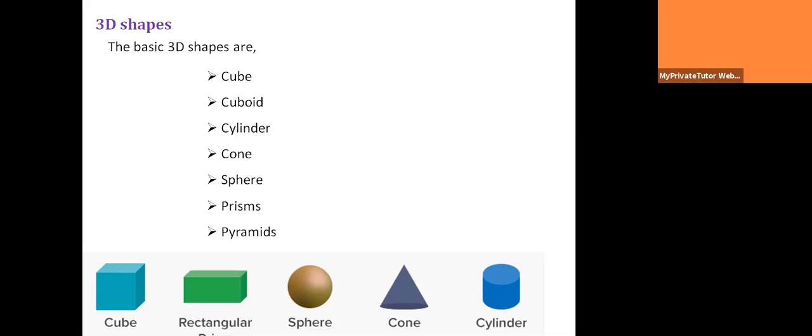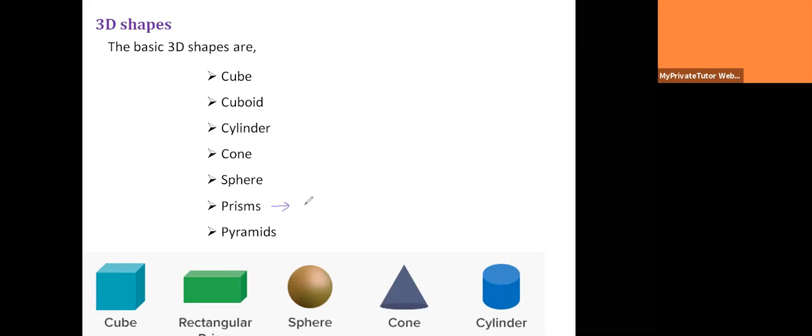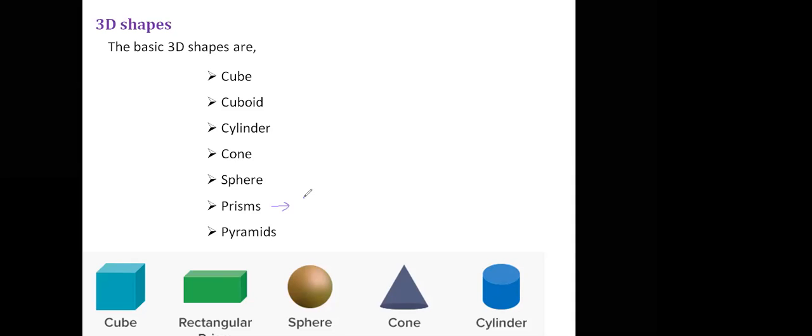It's the same with pyramids, guys. In prisms, if the base is a square, it is the same as the cube. If it is a rectangular prism, it is the same as the cuboid. Cuboid is rectangular.